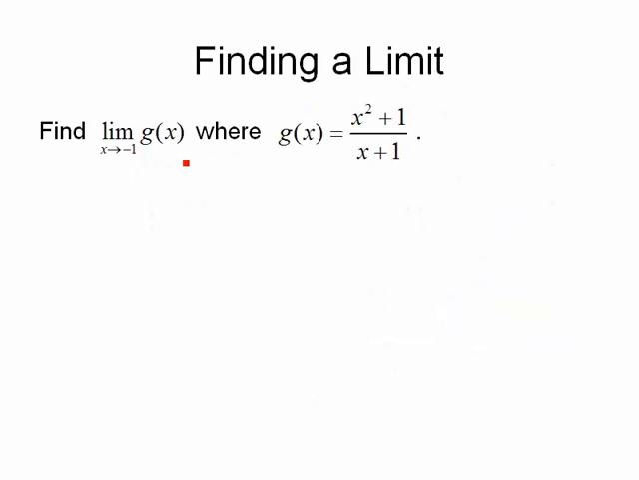Let's go ahead and do the limit of g of x as x approaches negative 1, where g of x is the fraction x squared plus 1 divided by x plus 1. And like the previous example, if we put negative 1 right in here in place of x, we get negative 1 plus 1, which means we're dividing by 0. We're not just going to be able to plug the number in to figure out the value of the function. We're going to have to create a table.